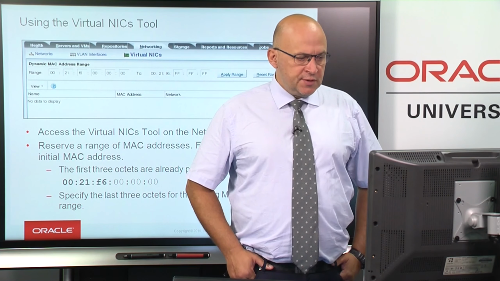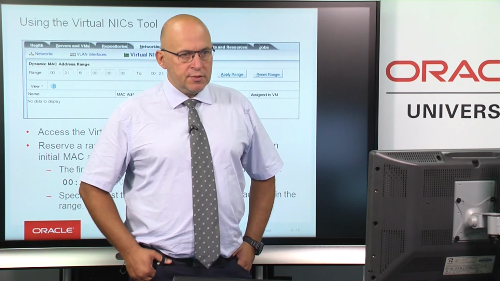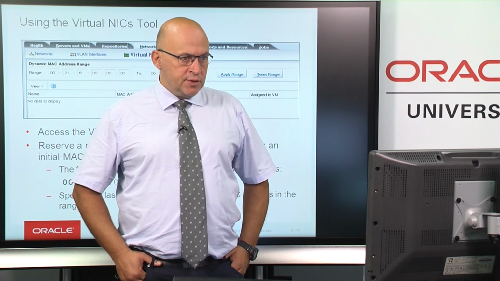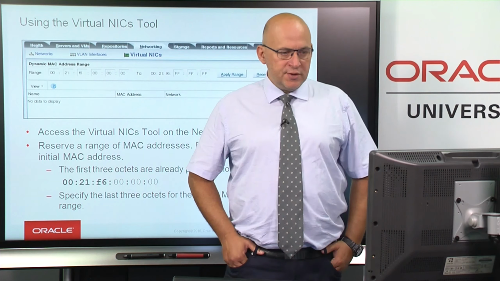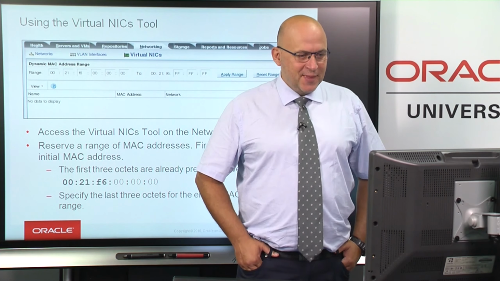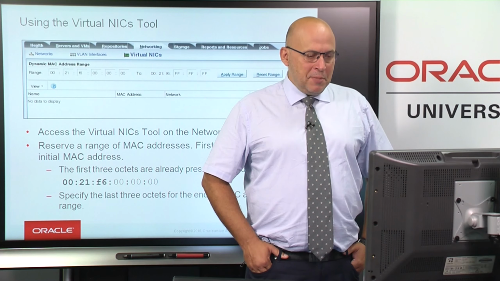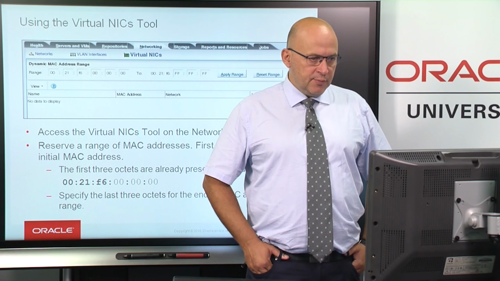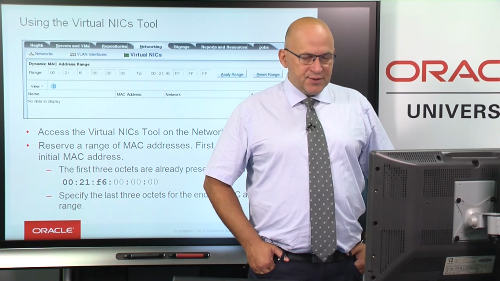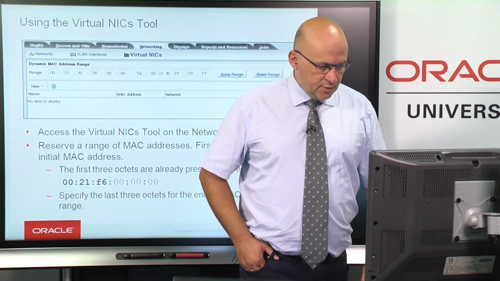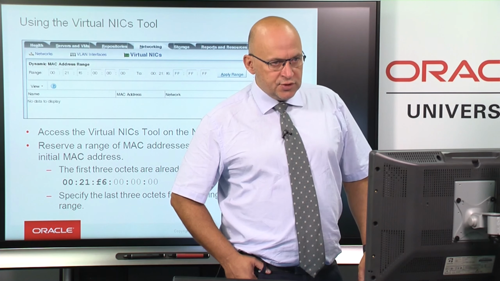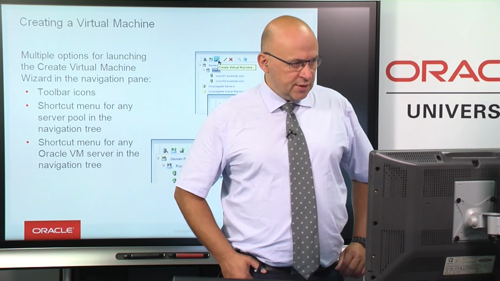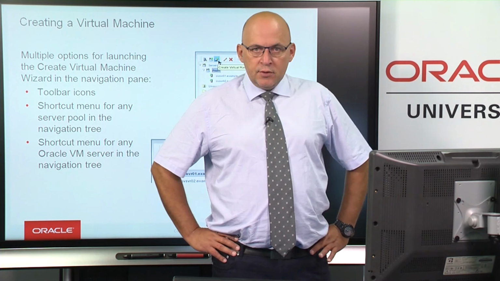So the first three octets, okay, are already preset. They are associated with the virtualization framework of Oracle. So you should not change them unless you have a very good reason. In this case, please contact the support. Again, our friends will be delighted to have this kind of question, and they will help you. But you are free to choose your own range by giving the last three octets, okay, and these will be stored, once you create the ranges, in the Oracle VM Manager database.